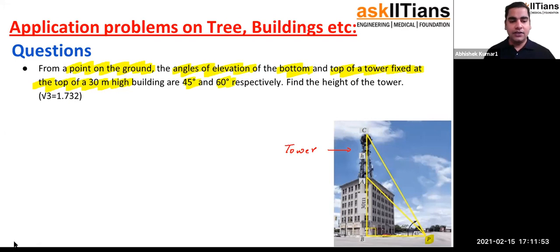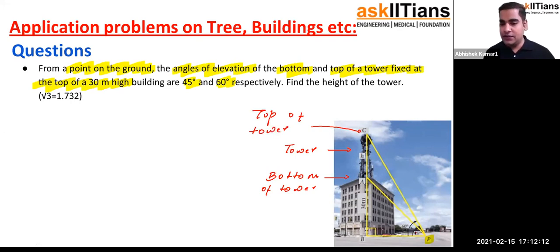And the angle of elevation of the bottom and the top of this tower. So this is the bottom of the tower, and that is the top of the tower. So this information we are provided, the angles of elevation are 45 and 60 degrees. If this is given to you, you have to find out the height of the tower. So basically we have to calculate CA. And the value of root 3 which you have to use is 1.732. Let's see how we can do it.